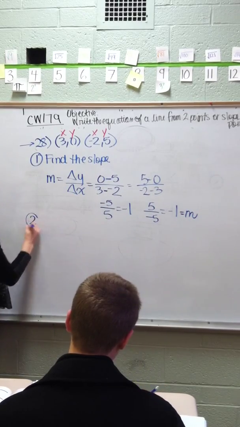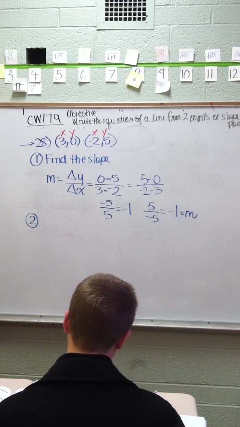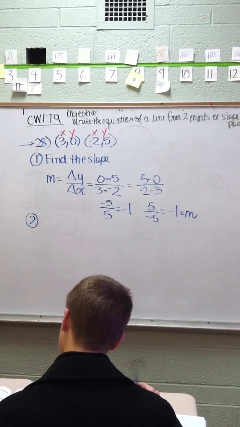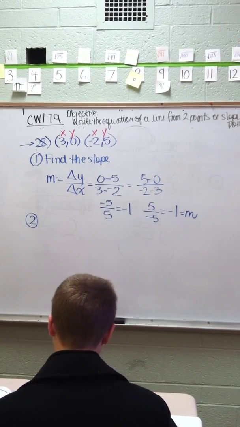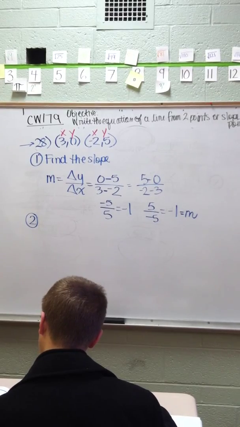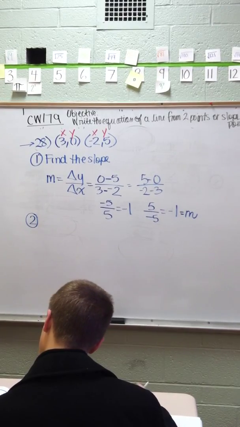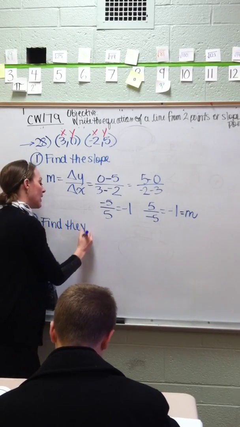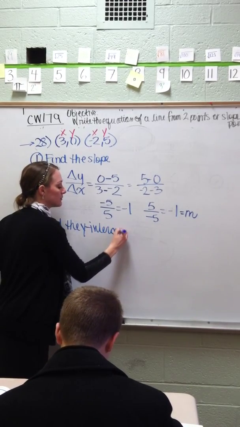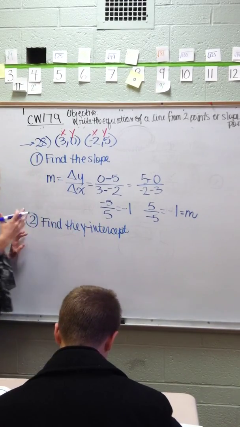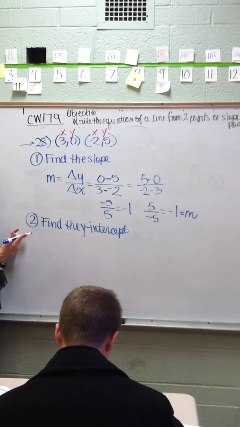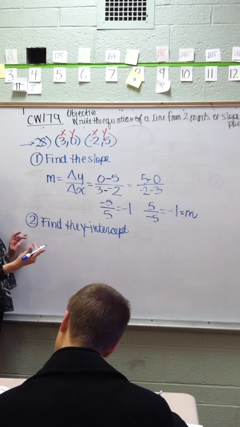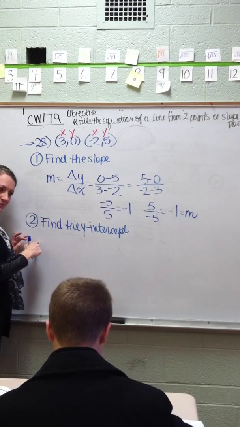I would like for you to write the steps so that you have the process in your notebook so you know what you are doing. Alright, what's my next step? Find b. Find the y-intercept. Okay, how do I solve for b? You graph it. You could. That's what I do. Well, I want you to do it this way.